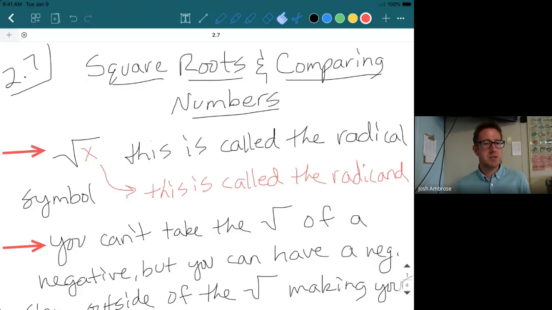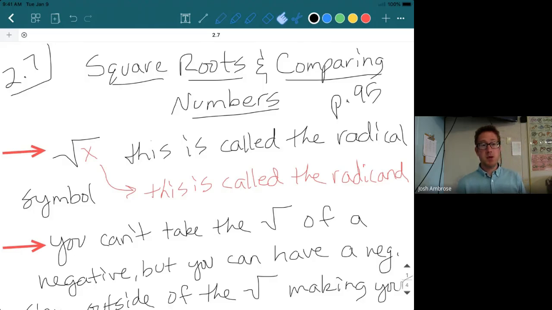All right. Chapter 2, Section 7. We're talking square roots and comparing numbers. So let's just go ahead and write. Everybody is on page 95. Textbooks always need to be open, composition book with you, or a page of notes, getting ready to take all of this important information down. All right. Let's jump into it.